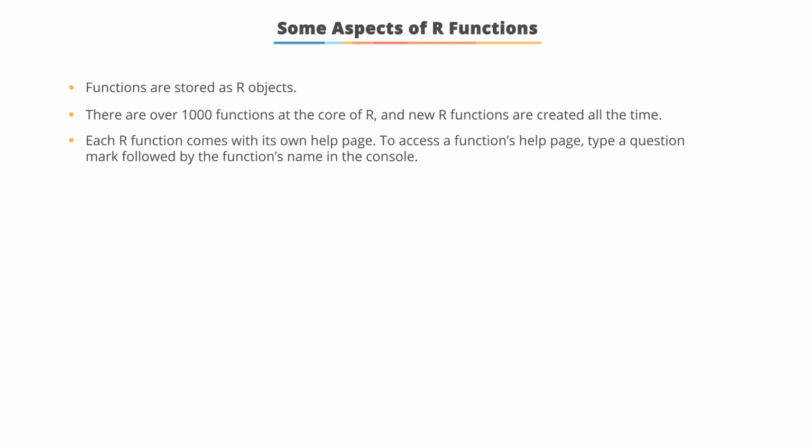Now, you can use Google to access those functions' help pages, but it's often easier to just type a question mark directly followed by the function's name within the console itself, which will then automatically pop up the help page as well as the syntax and the variables and values that can be leveraged within that function itself.